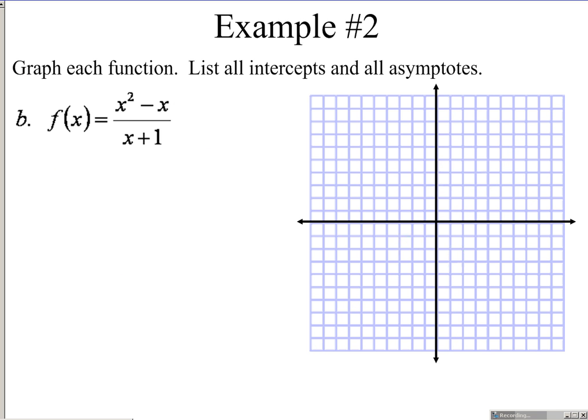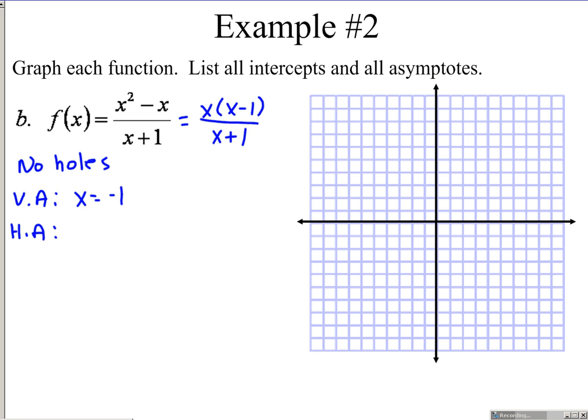Letter B, factor. Take an x out of everything up top, which leaves us with x minus 1. The bottom is x plus 1. Nothing cancels, so there are no holes. Vertical asymptote, set the denominator equal to 0.